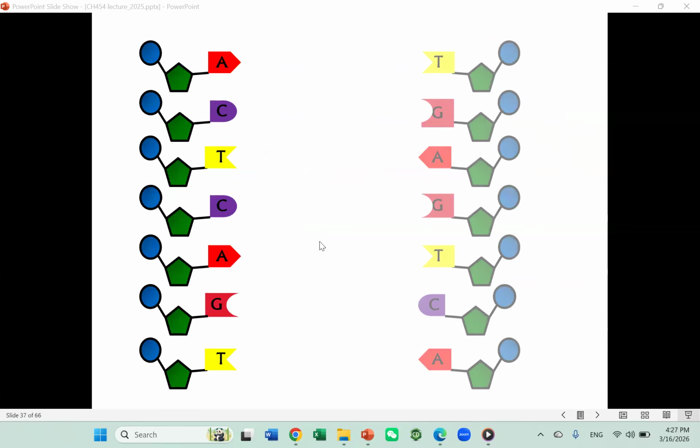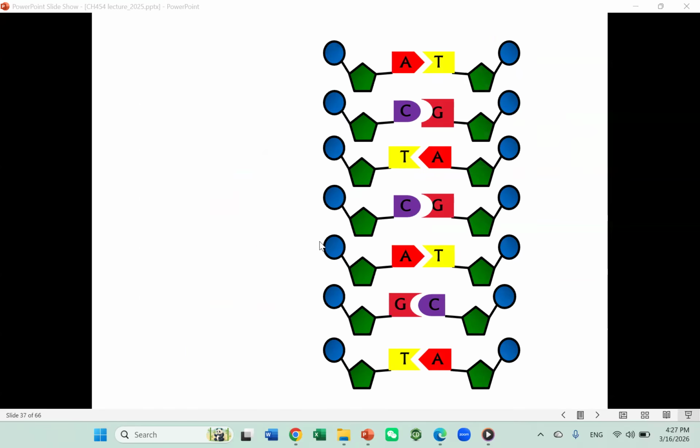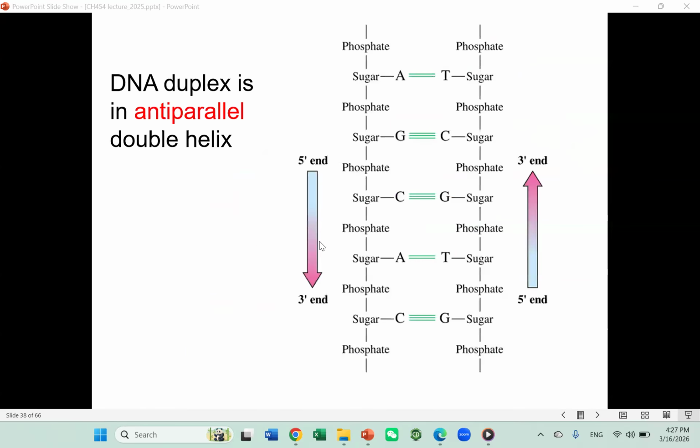Once the two strands have all their bases matching, A with T and C with G, they can form the secondary structure, the double helix. Just one thing to keep in mind: the double helix is anti-parallel. One strand goes from five prime to three prime, and the other strand goes in the opposite direction.